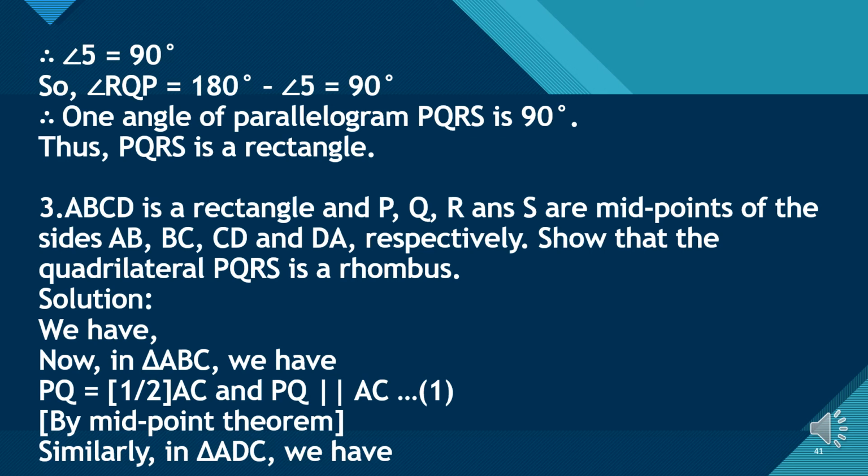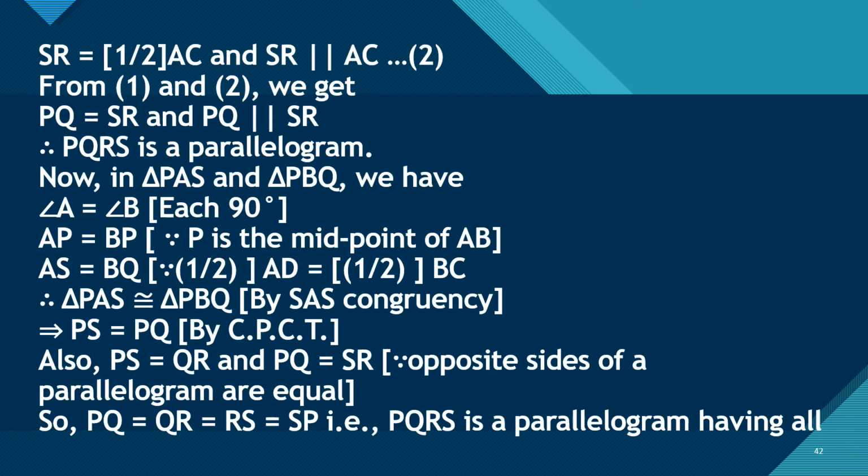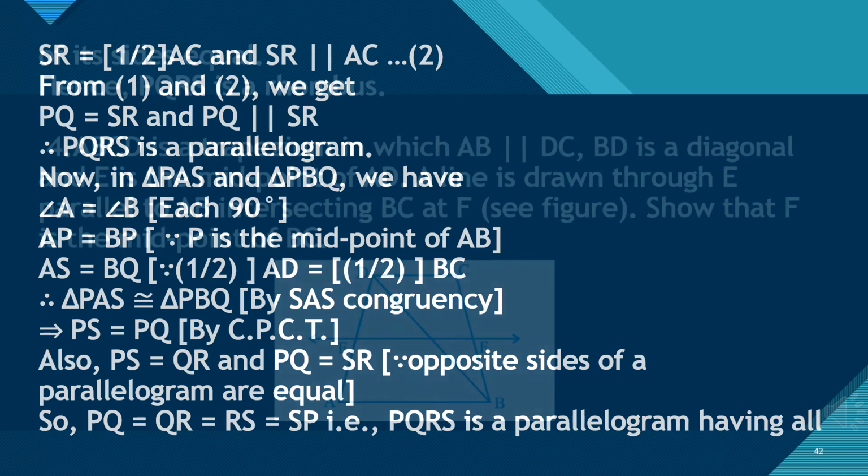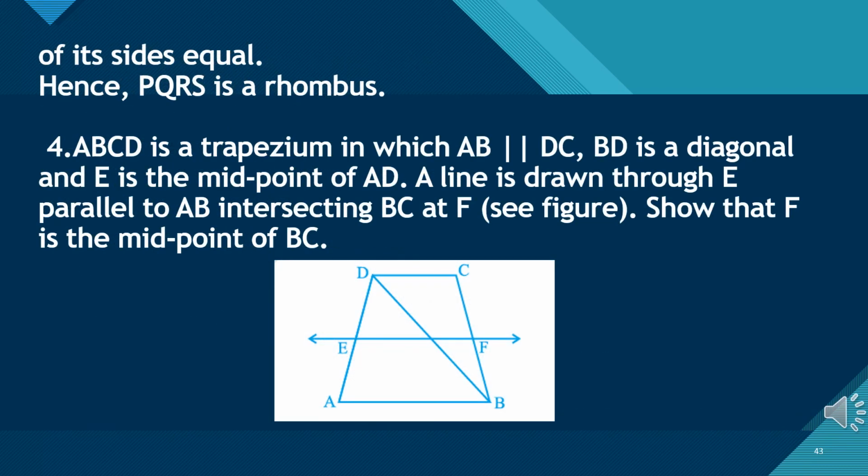Now, in triangle ABC, P is the midpoint of AB and Q is the midpoint of BC. By the midpoint theorem, PQ equals half of AC and PQ is parallel to AC. Equation number 2. From 1 and 2 we get PQ equals SR. Therefore, AB is parallel to DC.